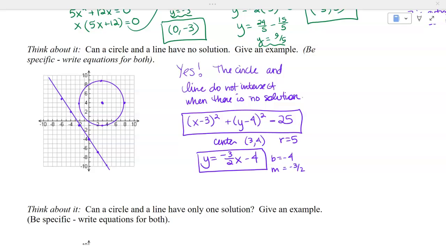So your circle and your line probably look a little bit different. They may not be exactly the same, but you want to make sure that your circle and your line do not touch or intersect at any point, and that this is when you would have no solution.